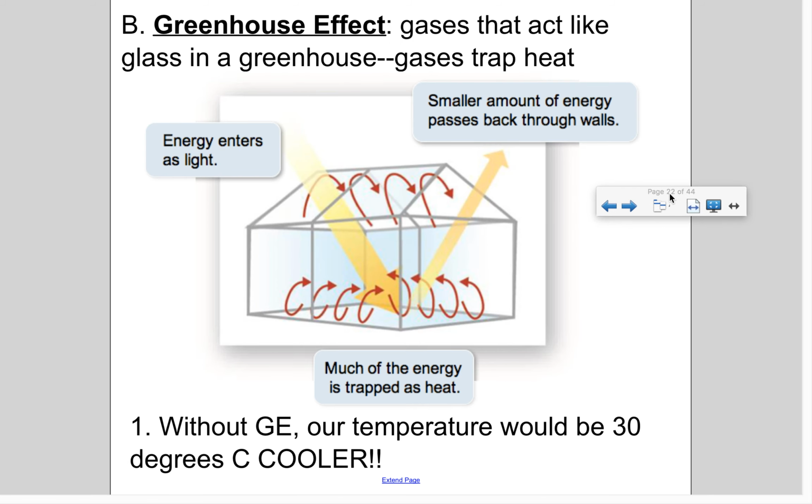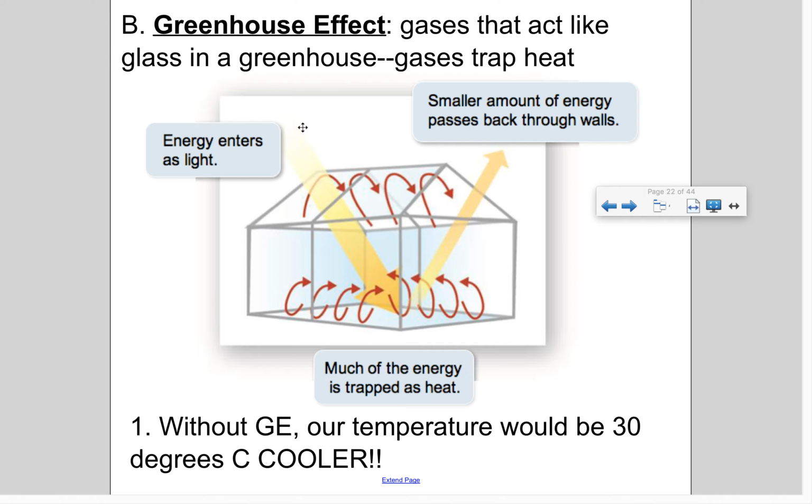Okay, so with solar radiation, we also take a look at the greenhouse effect. We have gases in our atmosphere, mostly CO2 and water vapor, that act like a glass pane, or the glass that makes up a greenhouse. And what it does is it traps heat. It acts like a blanket, if you will, an insulation.